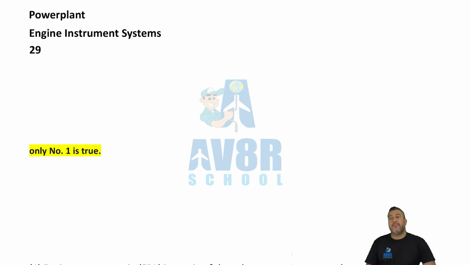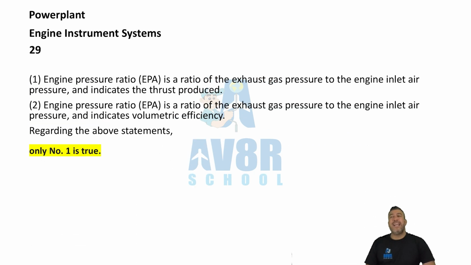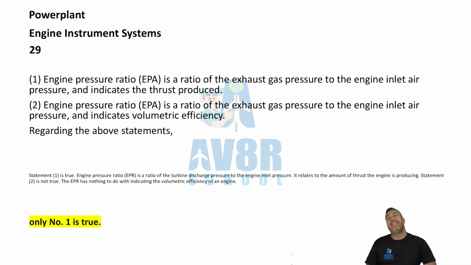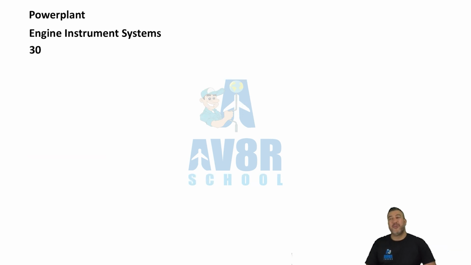Number 29: only the first one is true. Engine pressure ratio, EPR, is a ratio of exhaust gas pressure to the engine inlet air pressure and indicates the thrust produced. The first one is true.